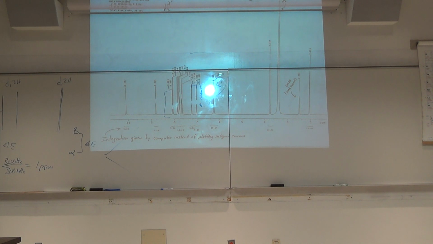Why is coupling constant given in hertz? Because coupling constants do not change based on magnets. But peak position would. Okay.